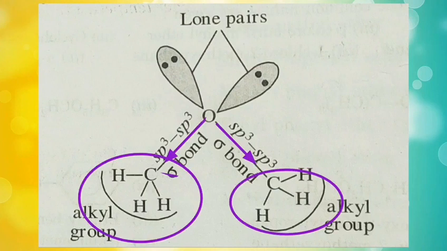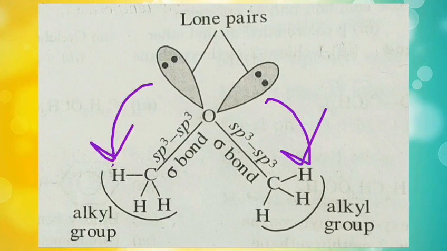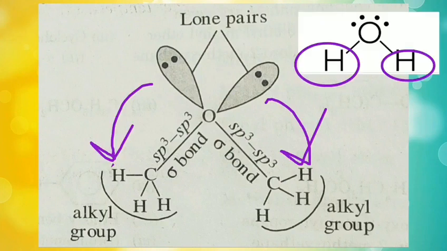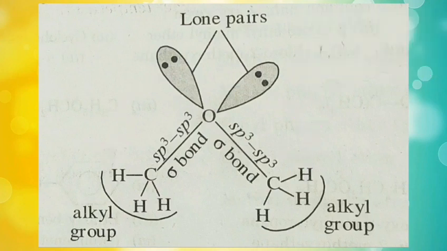I was saying that 2 of the 4 sp3 hybrid orbitals of the oxygen atom overlap with sp3 hybrid orbitals of 2 alkyl groups, forming sigma bonds. And the remaining sp3 hybrid orbitals of oxygen contain a lone pair of electrons as shown in this diagram. Students, the larger bond angle in ethers may be because of the greater repulsive interactions between bulkier alkyl groups as compared to the smaller hydrogen atoms in water. Thus, ethers have a bent or angular structure.